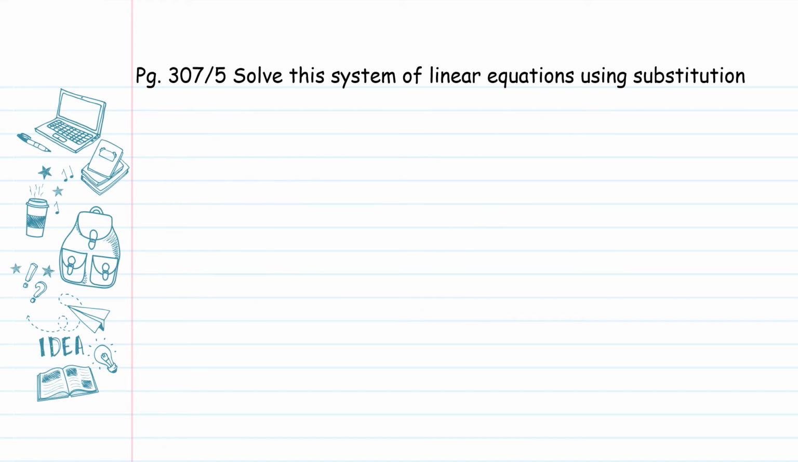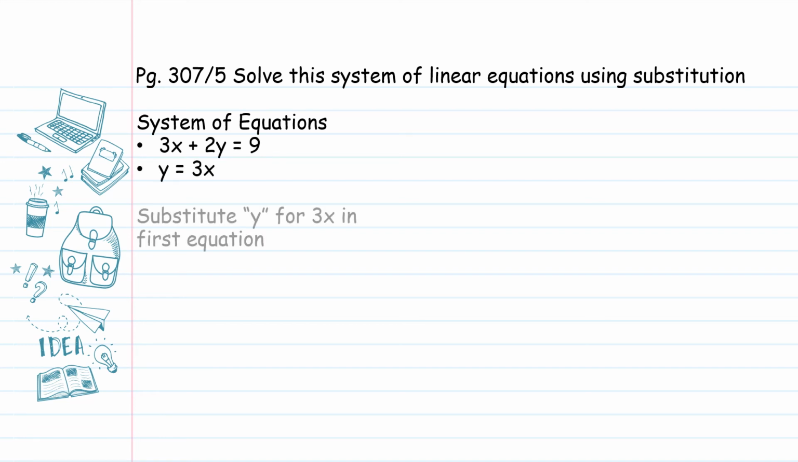Our last problem will be exercise 5, and it wants us to solve the system of linear equations using substitution. So the systems of equations that we're given is 3x plus 2y is equal to 9, and y is equal to 3x. So first we're going to substitute our y for 3x in our first equation. So this looks like this. So we have 3x plus 2, and instead of y we write 3x is equal to 9.